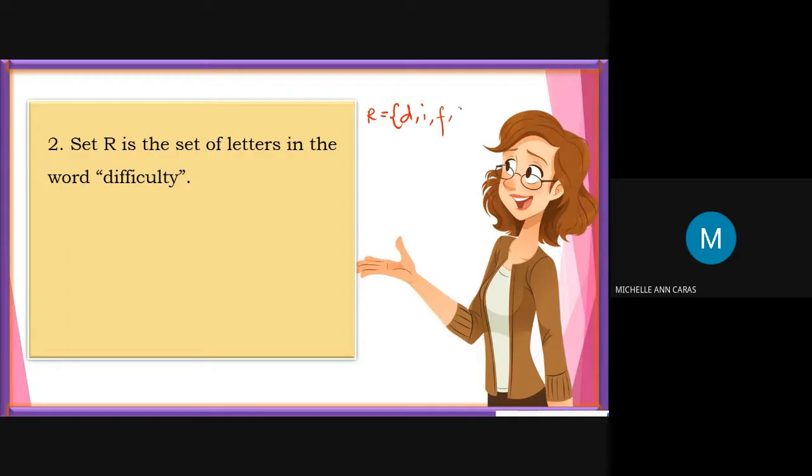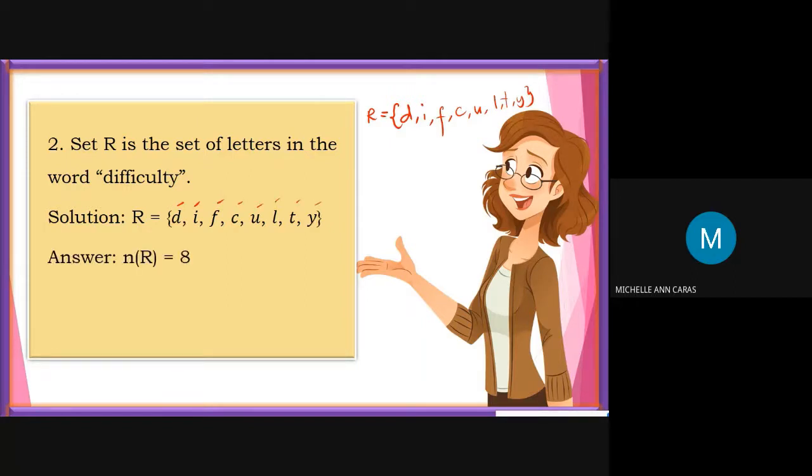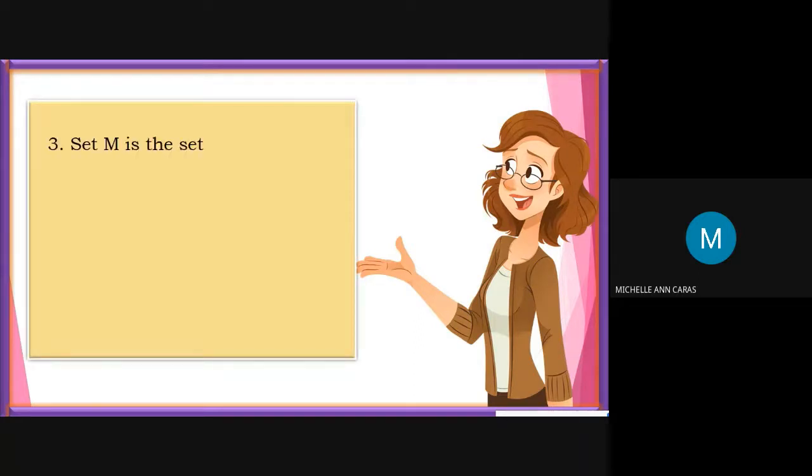Okay. Followed by C, sunod. U, sunod, L, sunod, T, and Y. Okay. So, ang mula na siya ang elements ng aton nga set R. Okay. So, kung bilangon na siya natin, pila man na siya kabilog. So we have 1, 2, 3, 4, 5, 6, 7, 8. Ibig sabihin, sa set R gali, niyara siya sa 8 ka elements since we are talking about cardinality. Okay, next.